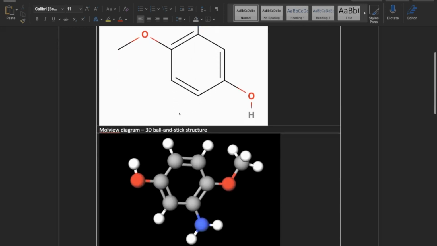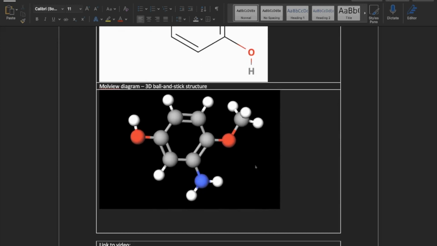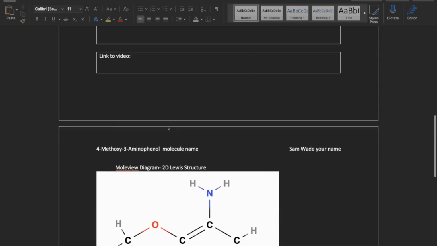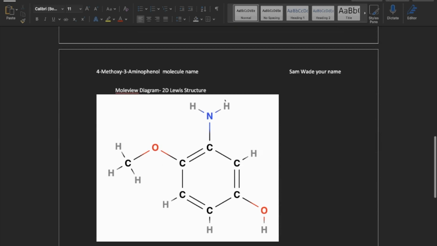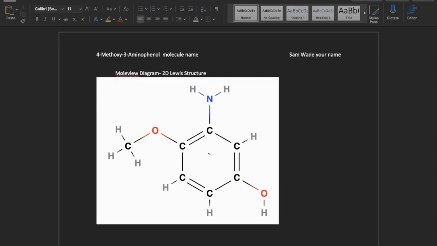And then scrolling down, we can see another MolView diagram that I have created that just gives us a better picture of the 3D structure of the 4-methoxy-3-aminophenol, where we have our 6 carbons right here. The white balls are all going to be hydrogen, kind of circling the outside. We have our 2 oxygens right here, and then this is our nitrogen. And then I also threw in the 2D Lewis structure just to have another way to look at the compound, or the molecule, that was given to my group.